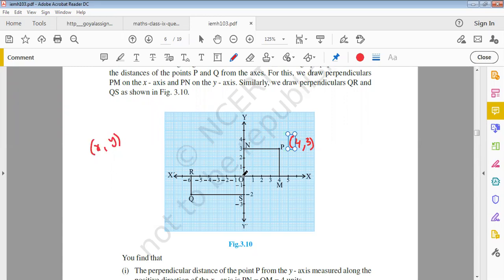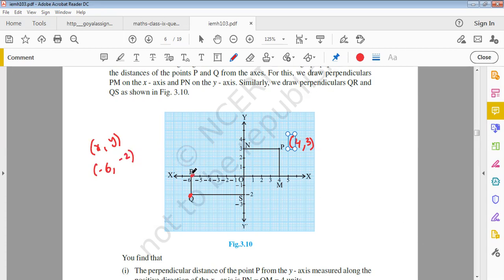Okay. Now, this is the x-axis, then you have to take 6 units. So your position is minus 6, comma, because you are coming on the left side and you are going down. How many units are you going down? 2 units. Then this is your position. This is Q. So this is minus 6, comma, minus 2.